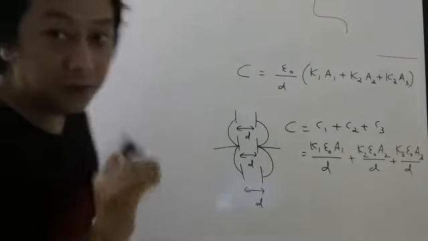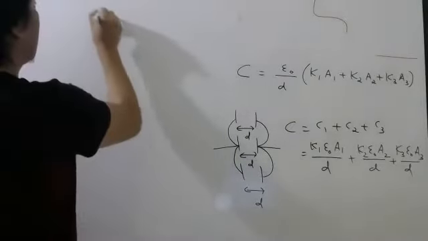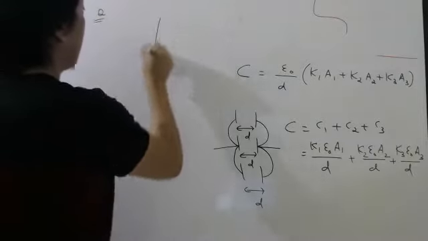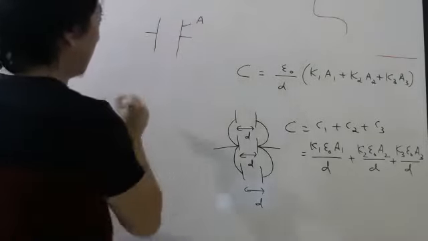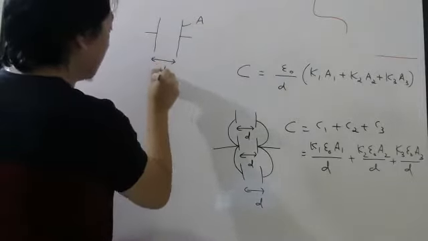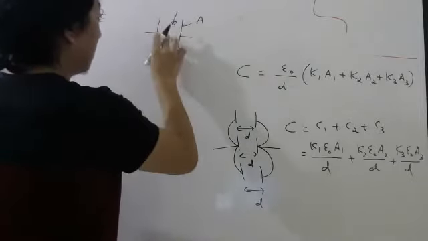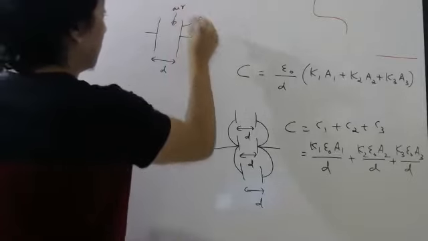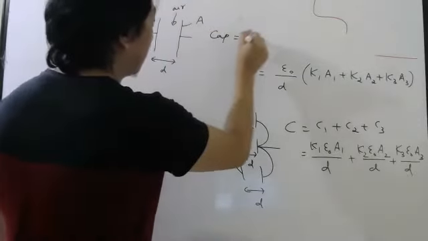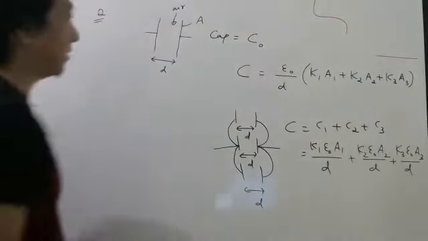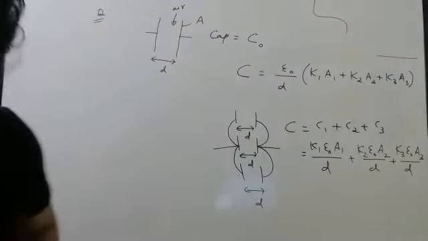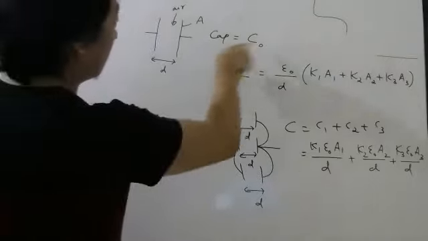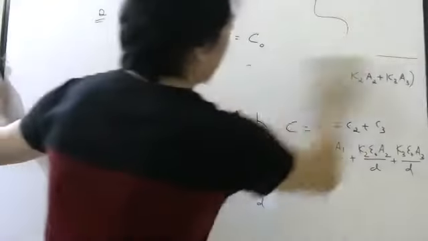This one I will give in a different way. Look carefully. Question: I have a capacitor whose area is A, distance between the plates is D, and right now the medium is air. And at that time the capacitance is C naught. Let me write C naught. So the naught maybe represents it is air or nothing.